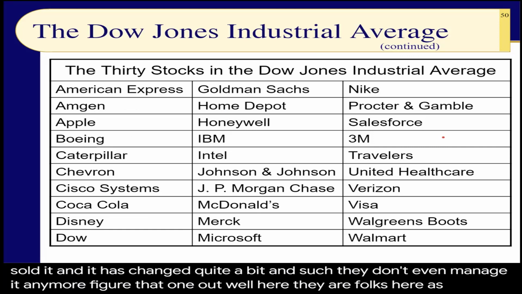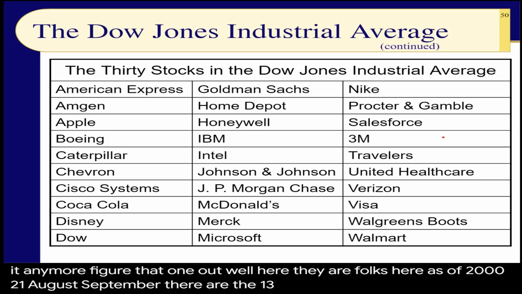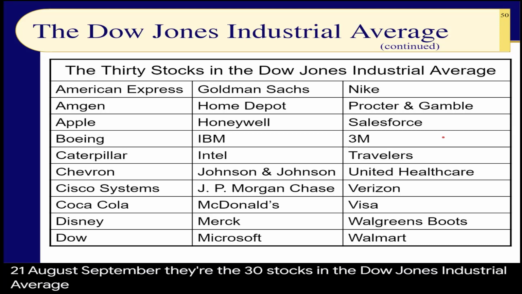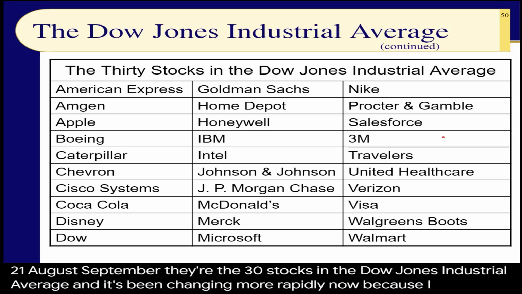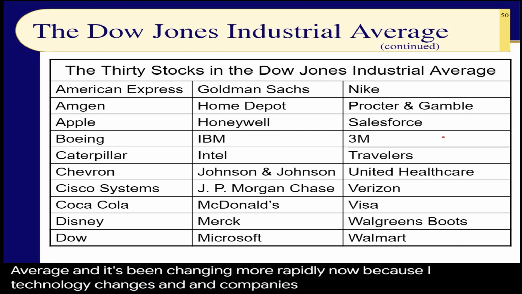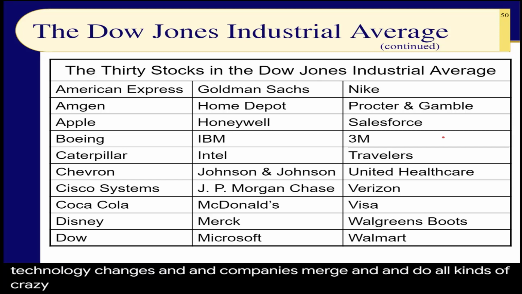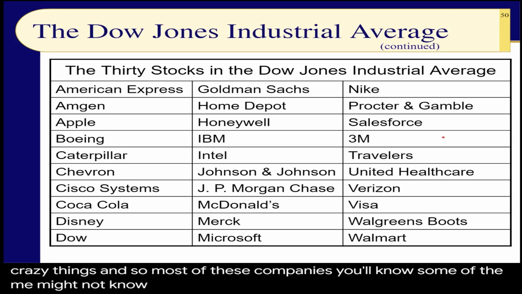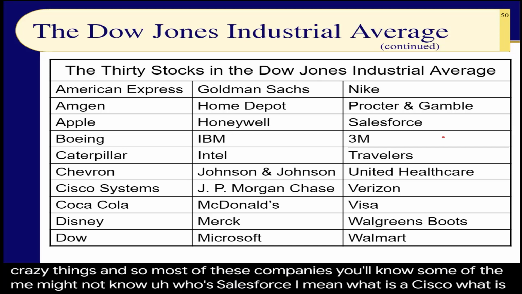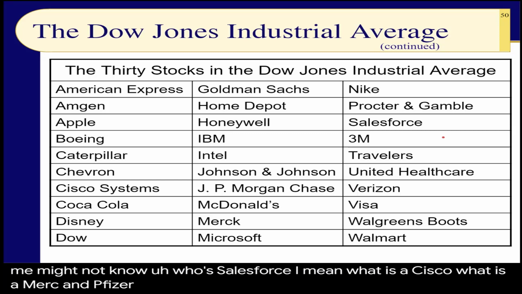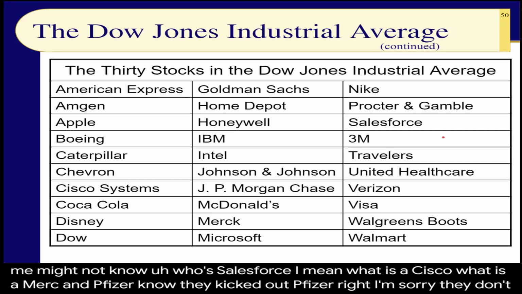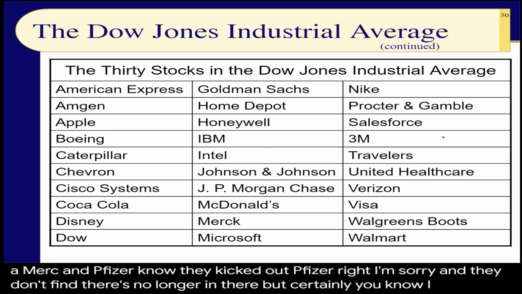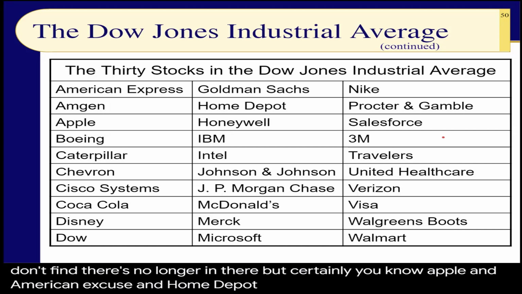Well, here they are, folks. Here, as of 2021, August, September, are the 30 stocks in the Dow Jones Industrial Average. And it's been changing more rapidly now because technology changes and companies merge and do all kinds of crazy things. And so most of these companies you'll know, some of them you might not know. Who's Salesforce? What is Cisco? What is Merck and Pfizer? No, they kicked out Pfizer, right? I'm sorry. Pfizer's no longer in there. But certainly you know Apple and American Express and Home Depot and Johnson & Johnson.